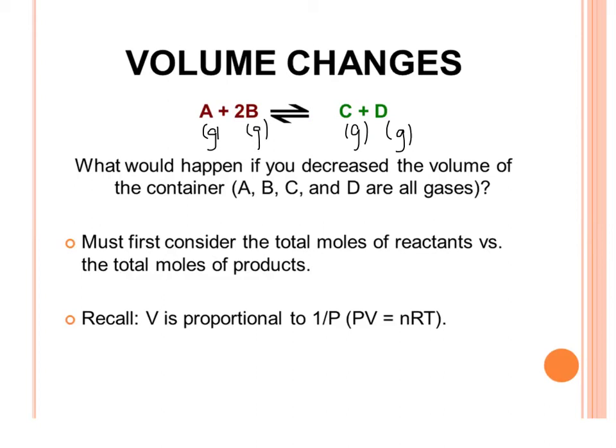If we were to decrease the volume of the container here, we need to recall that V is proportional to 1 over P because PV equals nRT. So if A, B, C, and D are all gases, then let's see what happens to the volume. If we look at the total moles of reactants, we have 1 mole of A and 2 moles of B, so that makes 3 moles total of gas reactants. If we look at C and D, our products, we have 1 mole each, which means we have 2 moles of products.